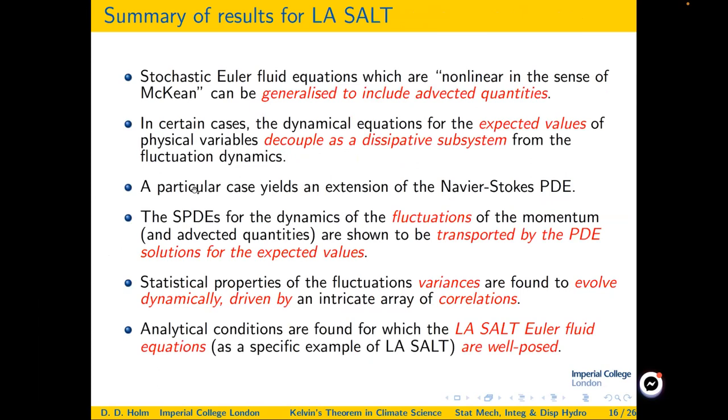Okay, so here's what we've done. We derived stochastic Euler fluid equations, which are nonlinear in the sense of McKean. And they can be generalized to include advected quantities. So all of those models in the beginning that came from the modifications of Hamilton's principle can be made into LA salt models. In certain cases, the dynamical equations for the expected values decouple as the dissipative subsystem from the fluctuation dynamics. The fluctuation dynamics is linear. It can be solved separately.